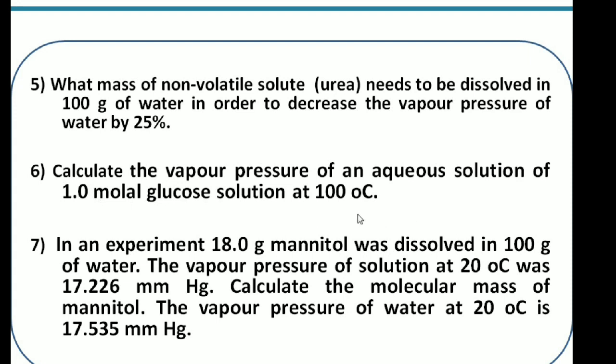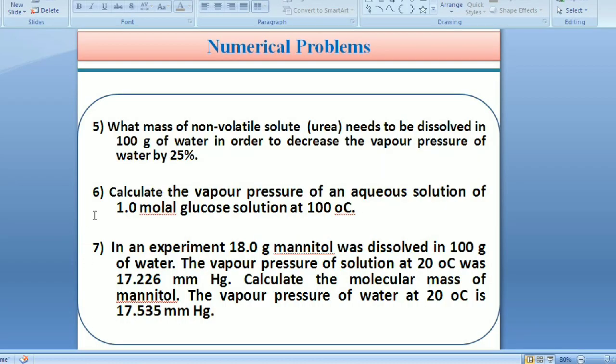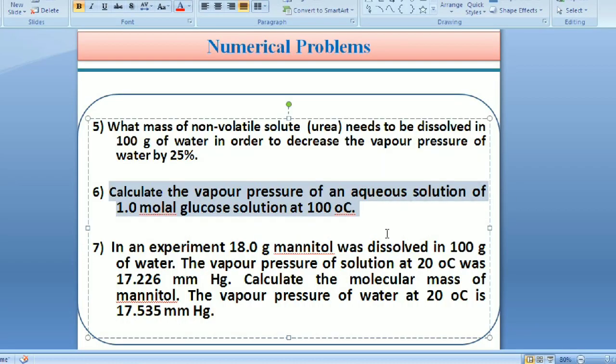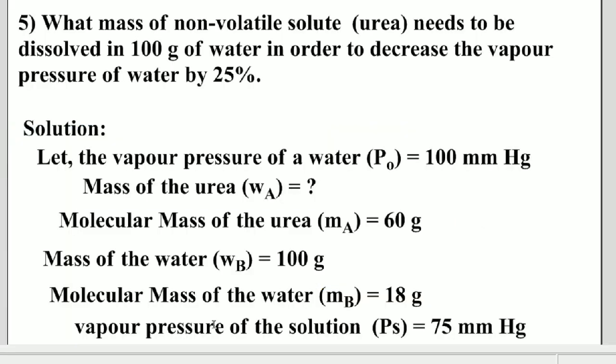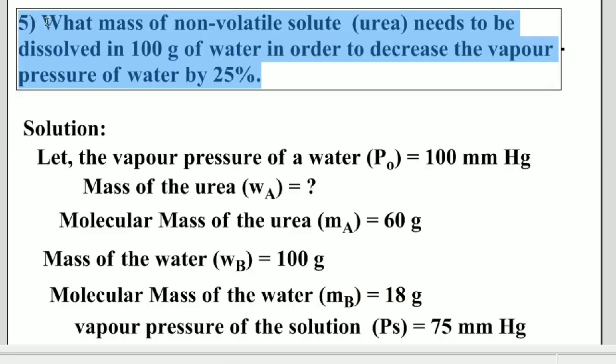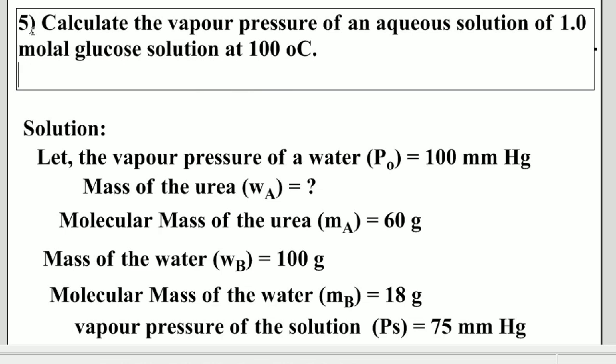Now we can solve this problem, students. First we can write the given problem. I think this is our problem number 6: calculate the vapor pressure of an aqueous solution of 1 molar glucose solution at 100 degrees centigrade.